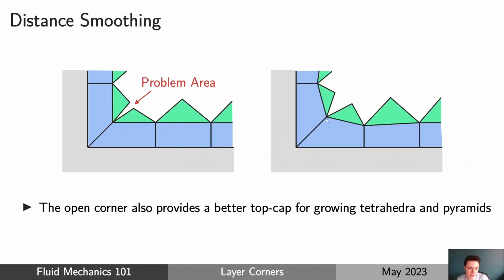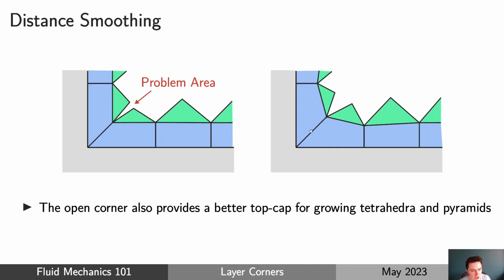And what this improved top cap also does, of course, is eventually when our layers are finished, we'll want to be growing pyramids or tetrahedral cells on the top to blend into our volume mesh. And of course, as this corner angle closes down into a crevice, it's more and more difficult to generate tetrahedra or pyramids in that corner because there's less space for us to move the apex around. Whereas when we start to open up that corner, there's more distance that we have to play with when we move around the top of the pyramid or the tetrahedra.